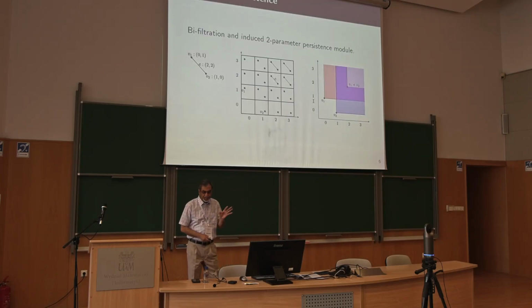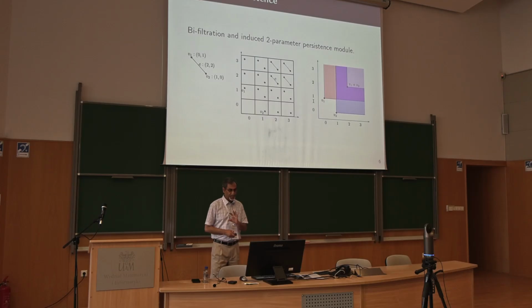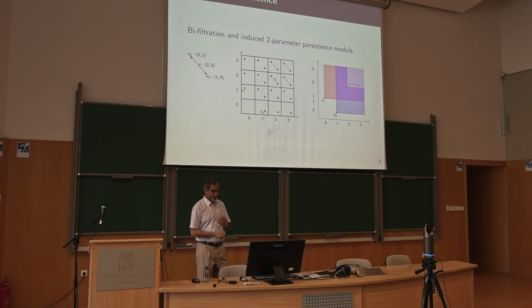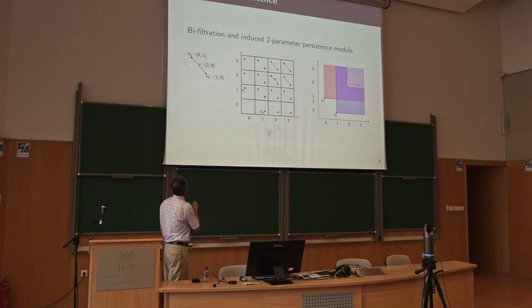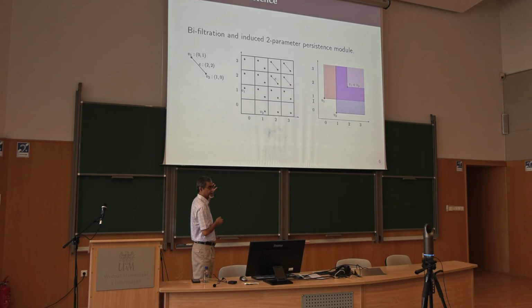Okay, just to be a little bit familiar with what happens from the filtration to the algebraic structure called the persistence module, here is a toy example. Suppose I have this simplicial complex. There are two vertices, V1 and V2, and the edge E, and these are the grid points where they come in the first time. For example, V1 comes in at (0,1), V2 comes in at (1,0), and E comes in at grade (2,2). So this is a bifiltration.